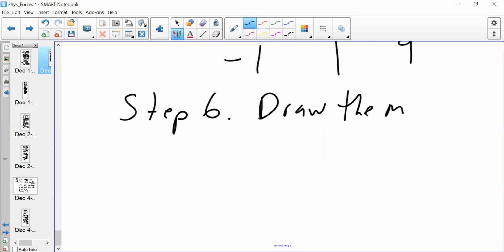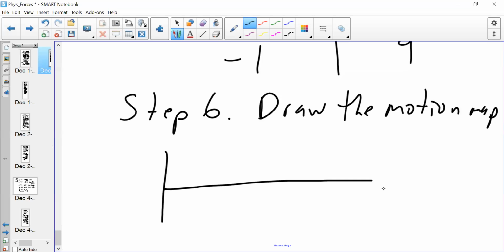This should just be something real quick. So something like this. We know that the motion map is going to reflect the gaps that are decreasing or increasing for all time. So we know that we're going to have a large gap in the beginning and then successively smaller gaps. And just do your best to reflect that for all the times in the problem.